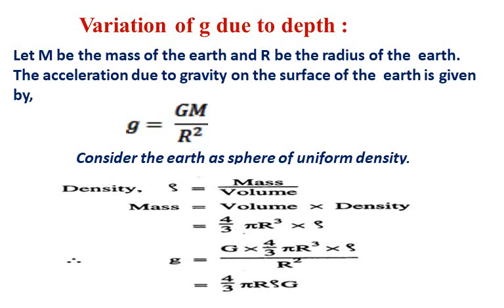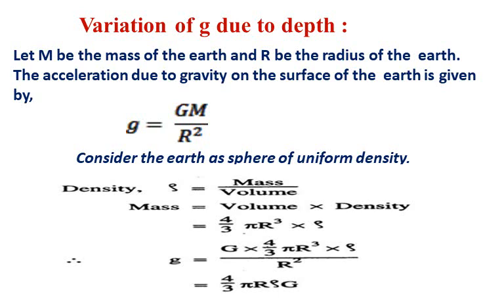Here is the variation of acceleration due to gravity due to depth. Let M be the mass of Earth and R be the radius of Earth, and acceleration due to gravity on the surface, as we have calculated earlier in this video, is g is equal to capital GM upon R squared. Consider the Earth as a sphere of uniform density rho, and you know that rho is equal to mass upon volume. So from here, mass is equal to volume into density. And you know the volume of our spherical body is 4 by 3 pi R cube because its radius is R and density is rho.